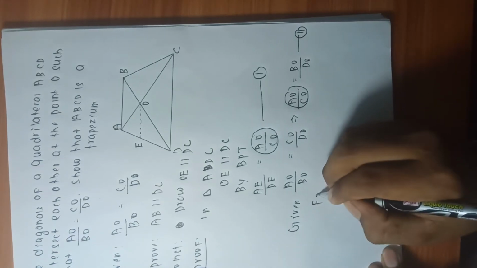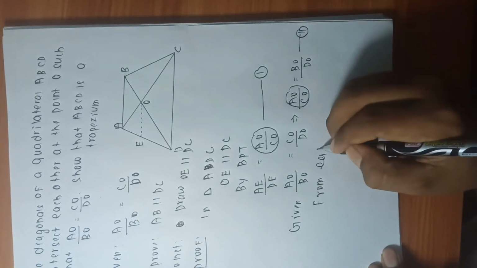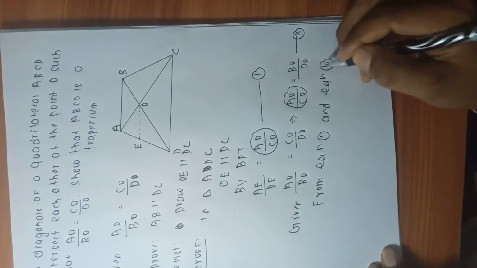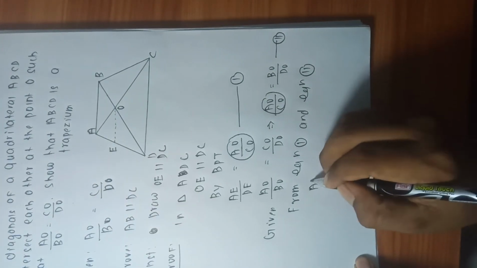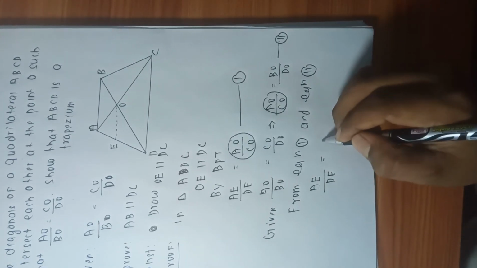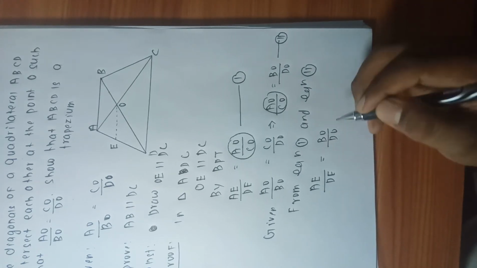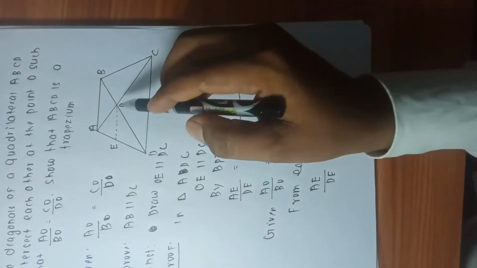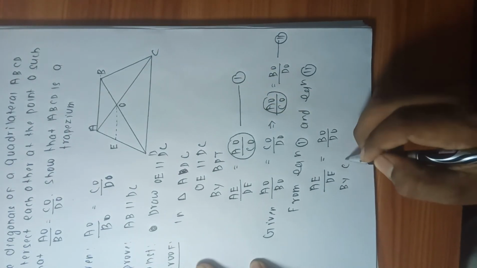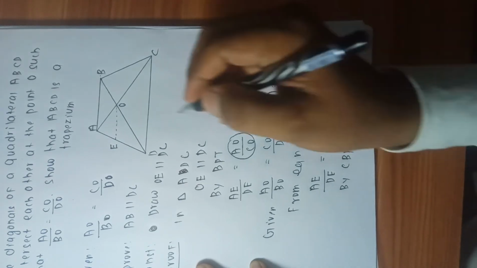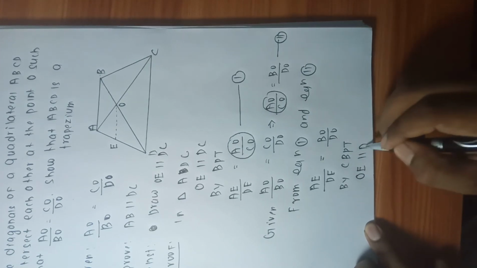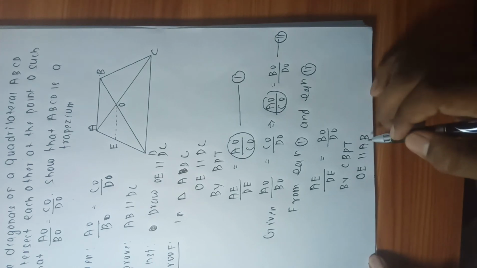So from equation 1 and equation 2 we can write AE by DE equals BO by DO, meaning AE by DE equals BO by DO. So by the converse of BPT we can write OE is parallel to AB.